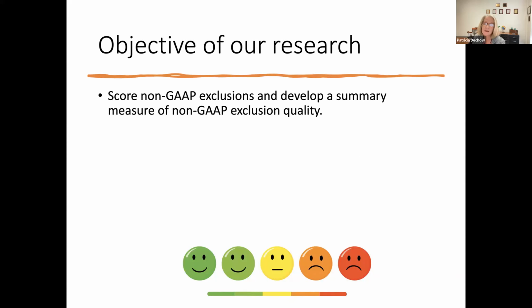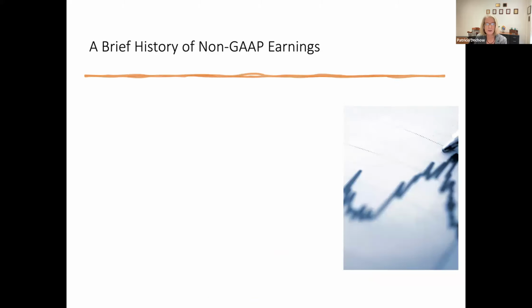So our objective in this paper is to score non-GAAP exclusions and then develop a summary measure of non-GAAP exclusion quality. Just because we feel that, as Stephen just mentioned, the time has come to really try and evaluate all these non-GAAP exclusions that are occurring.